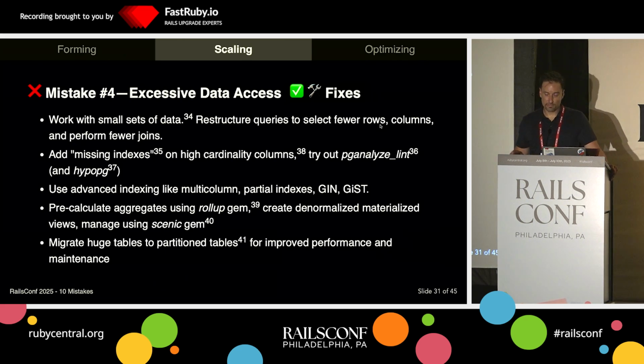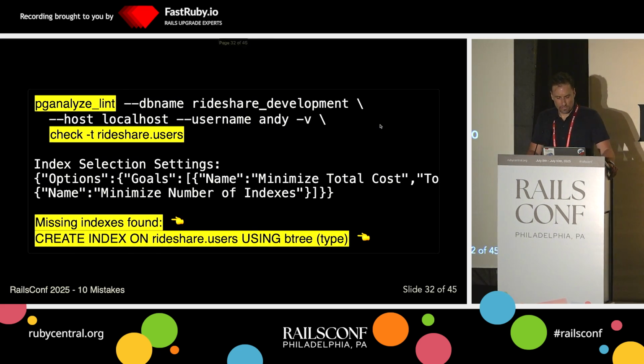For our huge tables, maybe 100 gigabytes or more, we can look at migrating those to partition tables to improve performance and maintenance. So here's a quick look at a command line tool called pganalyze-lint, and I'm running it on a rideshare app with the rideshare users table. And it found an opportunity for a missing index on the users table and the type column.